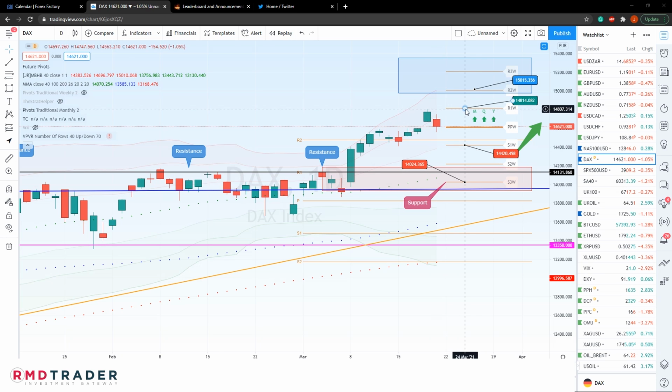A break above that would set up new bullish targets in the vicinity of about 15,000. That is at a weekly R2. We have support at 14,200. That is our weekly S1, with a break below that seeing a deeper correction in the vicinity of 14,000, where price will likely meet up with the 50 daily SMA.